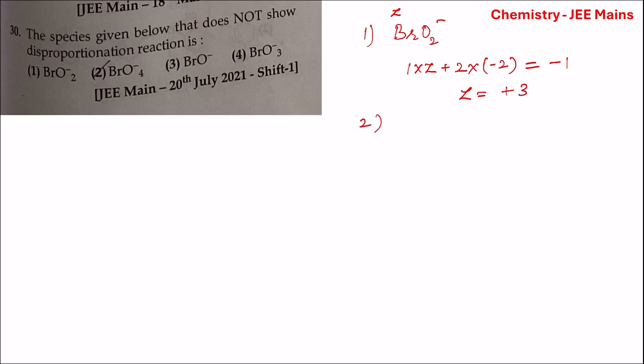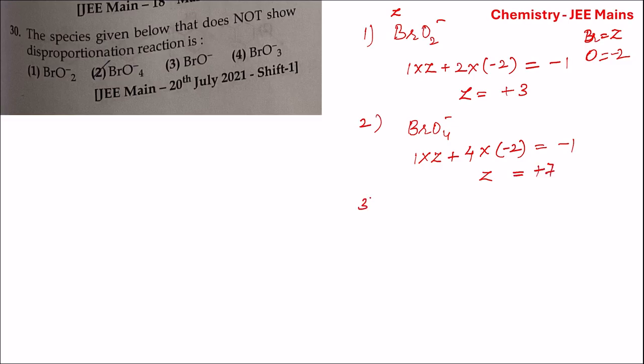Similarly, in the second one, BrO4 minus. Now, assume the oxidation number of bromine to be Z and the oxidation number of oxygen is minus 2. So, in BrO4 minus, the number of bromine atoms 1 multiplied by the oxidation number of bromine, that is Z, plus the number of oxygen atoms, that is 4, multiplied by the oxidation number of oxygen, that is minus 2, and this is equal to minus 1. Solving, the value of Z is equal to plus 7.